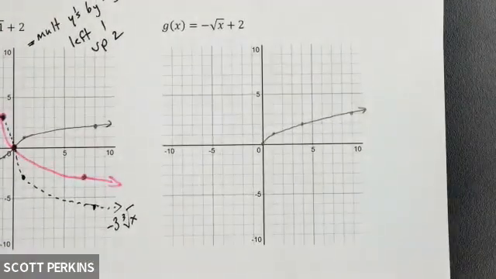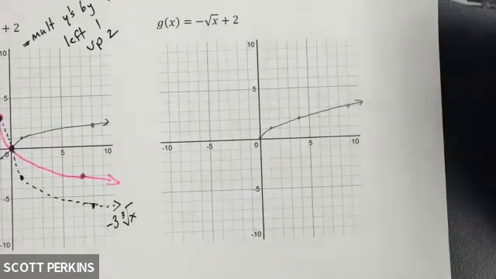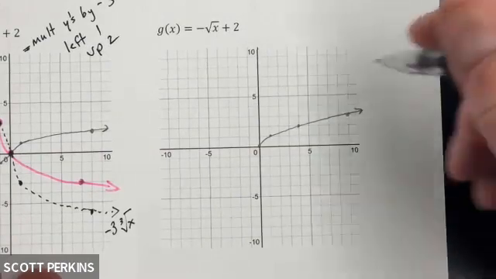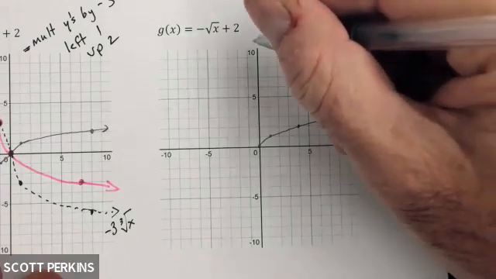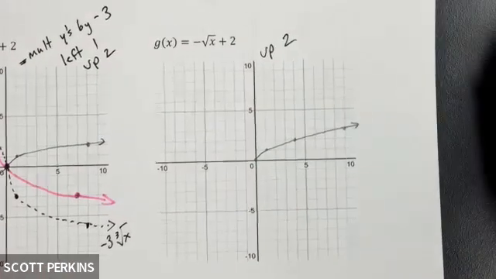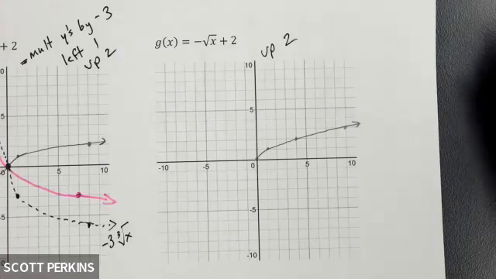Okay, so back to here. I've got my basic square root graph. What two things are happening here? Okay, up 2, we got that. That plus 2 is up 2. What other thing are we doing? Did you say distributing? Flipping? Okay, yes, we're going to flip the graph.